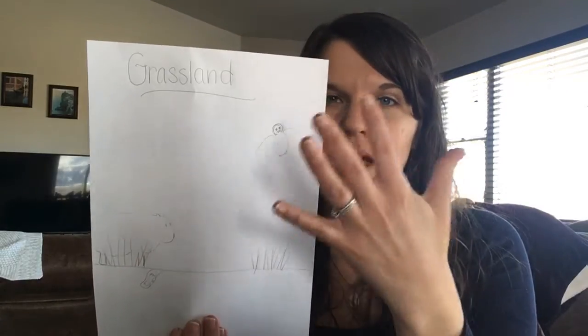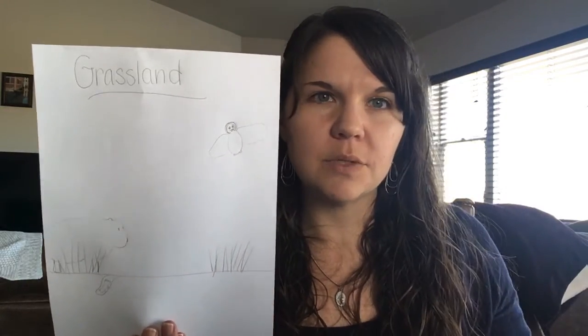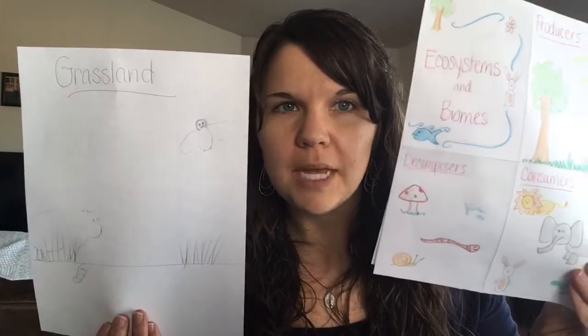When you are done, you need to color it beautifully, and then just like you did with the tundra and the ecosystem page, save it, put it in your folder. If mom and dad don't have a 3-hole puncher, just slide them in there for now. Keep them, and I will punch them when we all get back together someday. All right, there you go. Have fun with your grasslands.